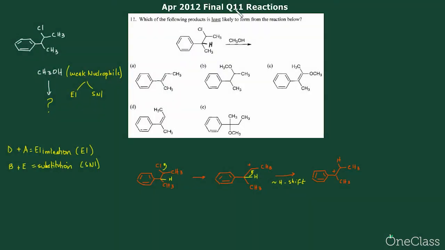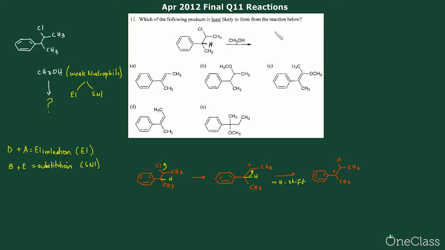Hi guys, now let's solve question 11 from the final of April 2012. This question pertains to the main broad category of reactions, and we'll look at substitution and elimination at the same time. I really like this question because it's a little tricky, but it allows you to comprehensively analyze all the possibilities pertaining to SN and E reactions, so substitution and eliminations.